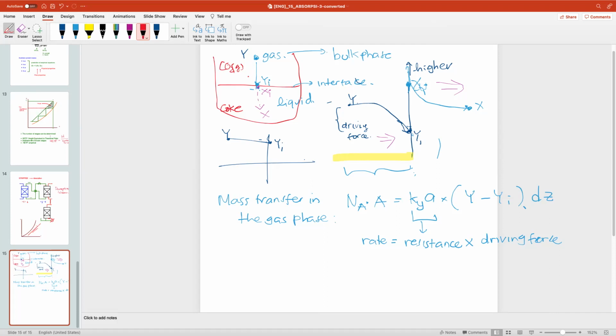Yes, Bu. I know this is confusing. It's not position, we call it mole ratio. Okay, Bu, I understand. Right, now one more. Next, how about the overall mass transfer?